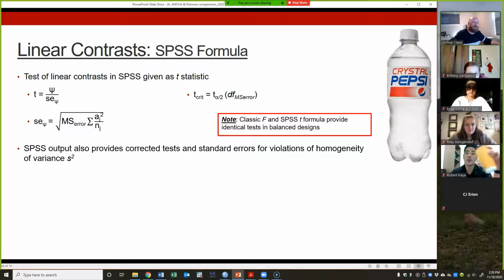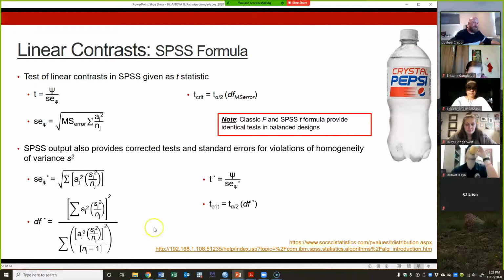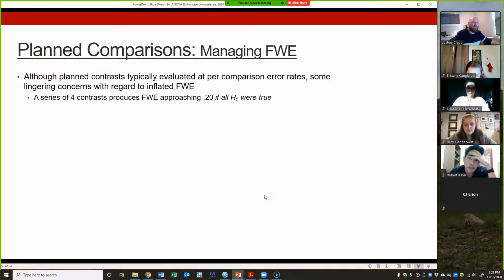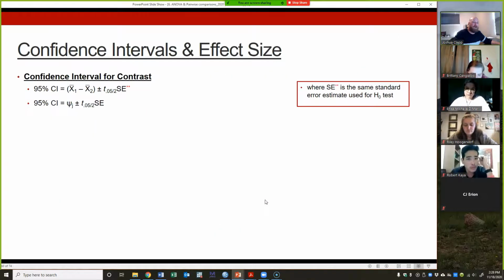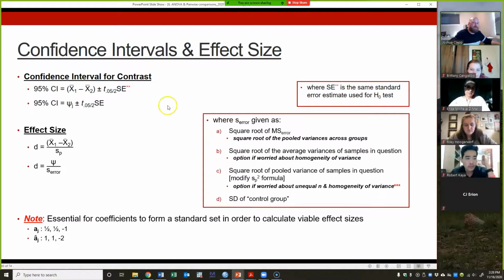It's the T formula, a little bit easier. Talked about how SPSS will give us an adjusted test, which we should probably interpret, but I can't independently verify that this is a good thing to do, but I don't know, I guess we'll just roll with this. Talked about managing pairwise comparisons, and then we finished up talking about confidence intervals and effect sizes.